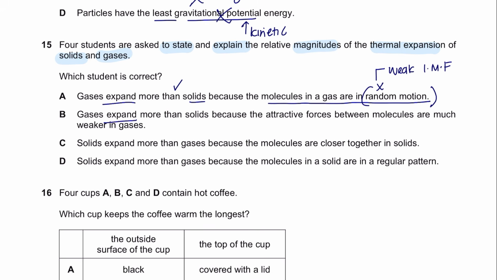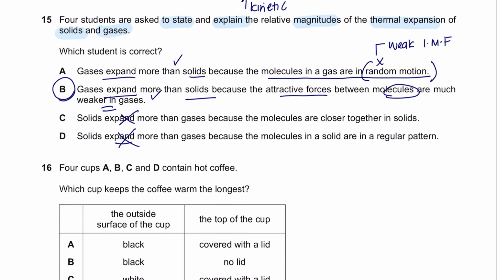B. Gases expand more than solids because the attractive forces between molecules are much weaker in gases. This is correct. Solids expand more than gases is wrong. Solids expand more than gases is again wrong.